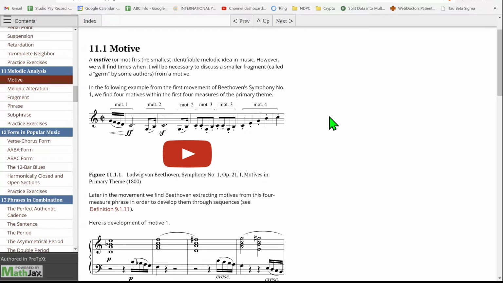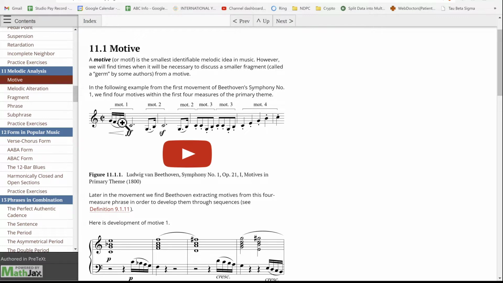The first concept I want to talk about is a motif or a motive. Motif, of course, is the French word. Essentially, this is a small musical idea. It could be rhythmic, it could be melodic. Basically, you're asking what's the smallest, most basic idea I can identify as an idea? So it's not going to be a single note.